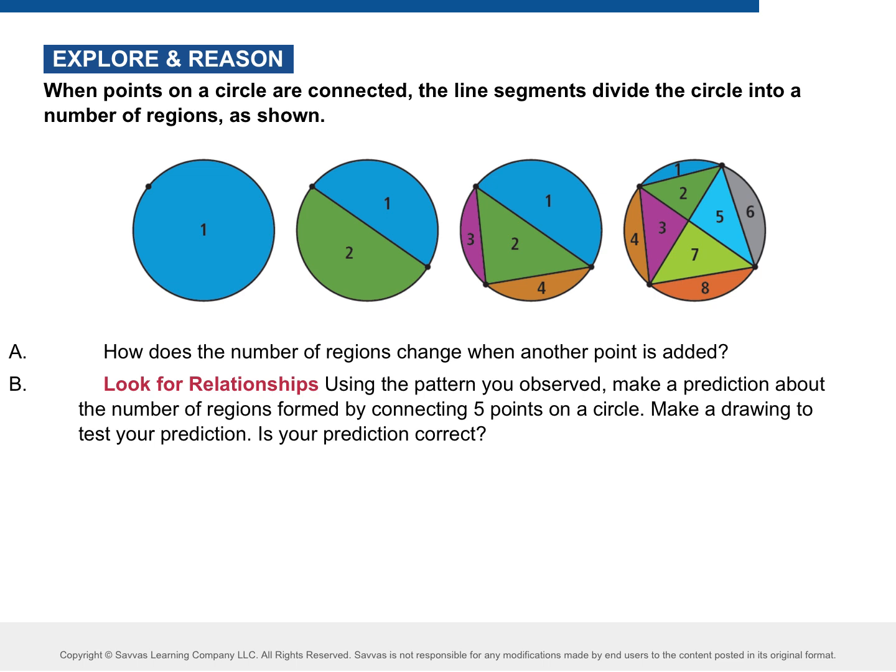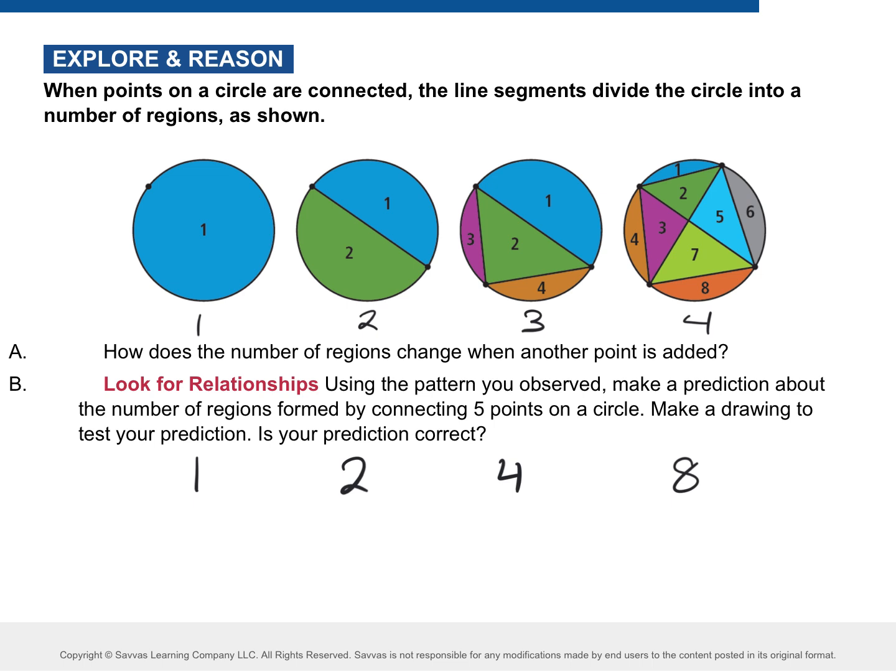This example right here wants to know how does the number of regions change when another point is added. So I'm going to just notate some things real quick. This is term 1, term 2, term 3, and term 4. How many regions do we have in the first one? We have 1. How many in the second one? 2, 4, 8. What is happening, or what's the pattern that you see?